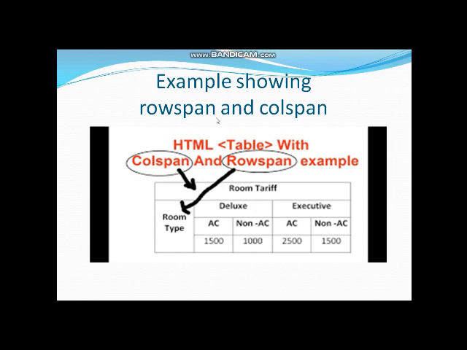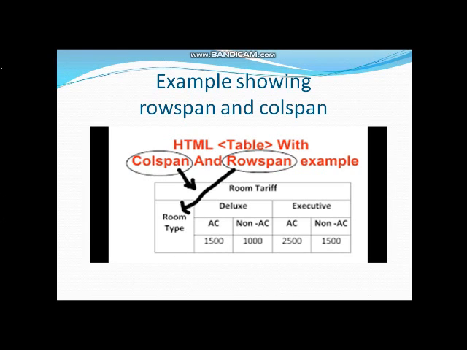Now example showing row span and column span. This is your table. Okay. Now how many rows are there in this table? Count. This is your one row, second, third and fourth. The table has 4 rows. Okay. And how many columns does the table have? So 1, where room type is written, 2, that is your 1500, 3, that is your 1000, 4 and 5.